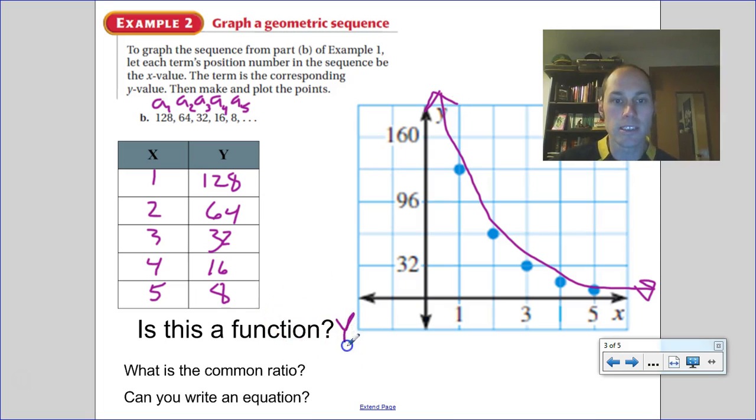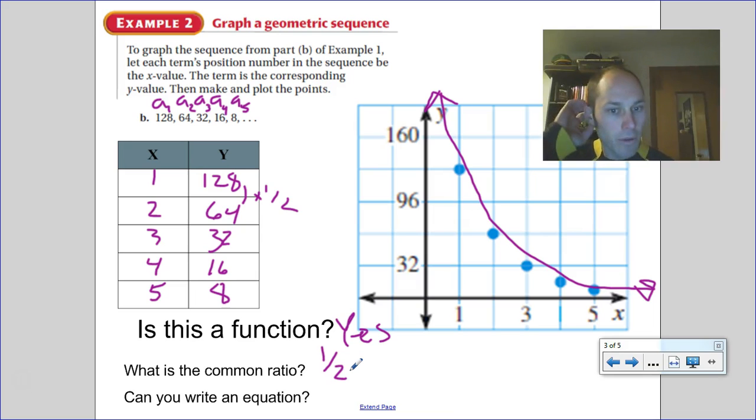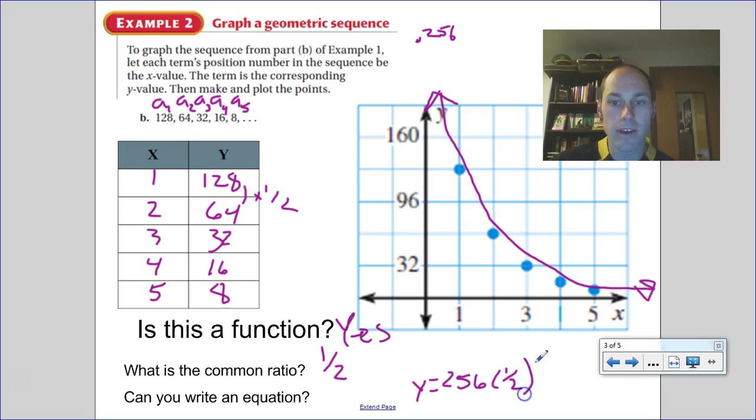Is this a function? Yes, it's a function. Each input has an output. It's like an exponential function. Common ratio, I can see that I'm multiplying by a half each time. So we would talk about what our equation would be. Well, if this were an exponential function, I would say y equals a times b to the x. Here a is my initial value. Well, my initial value would be way up here, this would be at 256 if we went back another point. So 256 times a half to the power of x. So notice we can write that in that format.